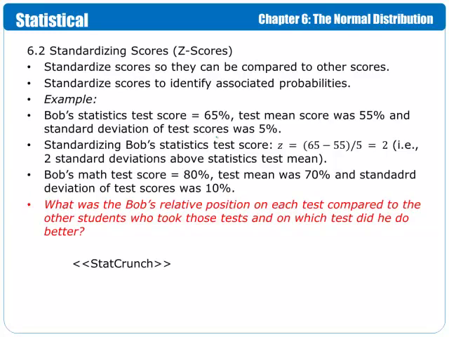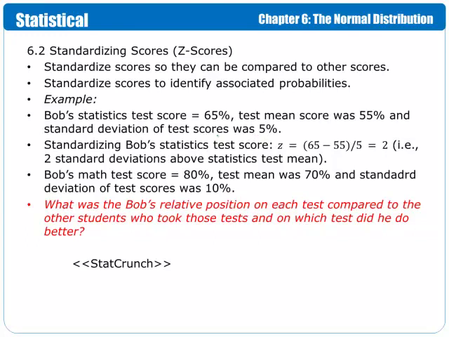Standardizing scores is an effort to be able to compare scores that are on different scales. If we standardize them, then we can compare them apples to apples as opposed to apples to oranges. So, for example, consider our fictitious person Bob, whose statistics test score was 65%. The mean for that test was 55%, and the standard deviation of that test was 5%.